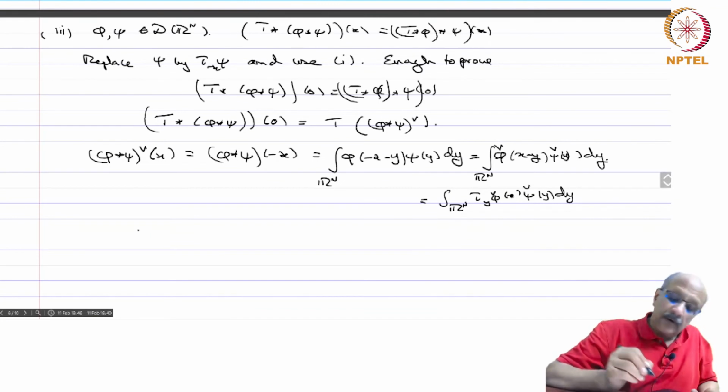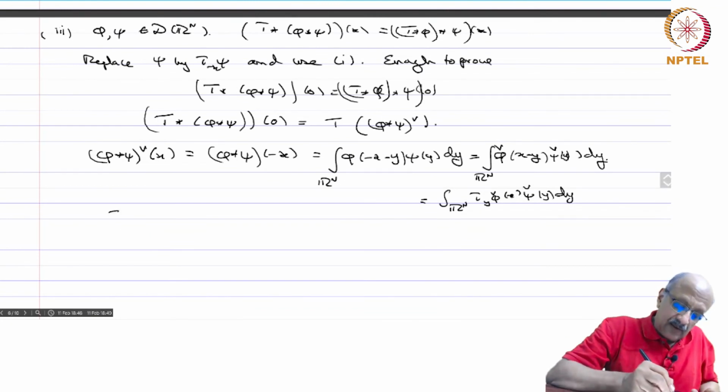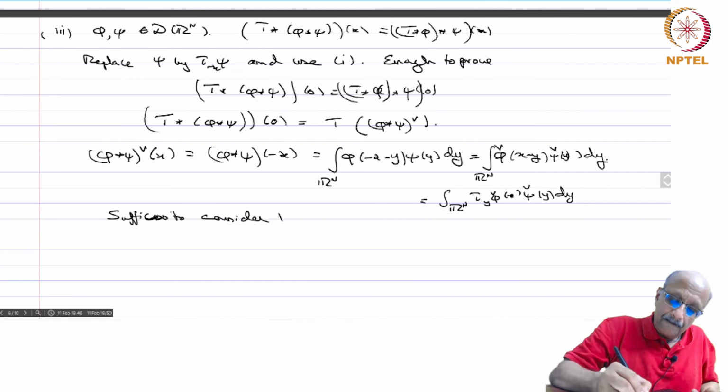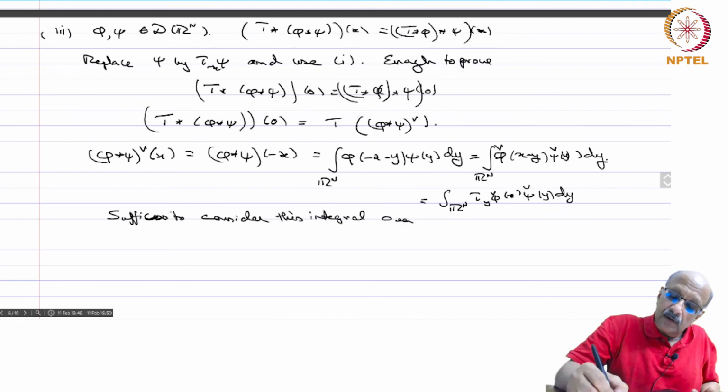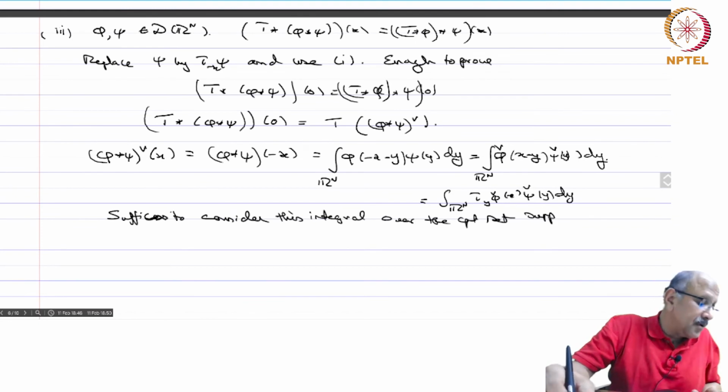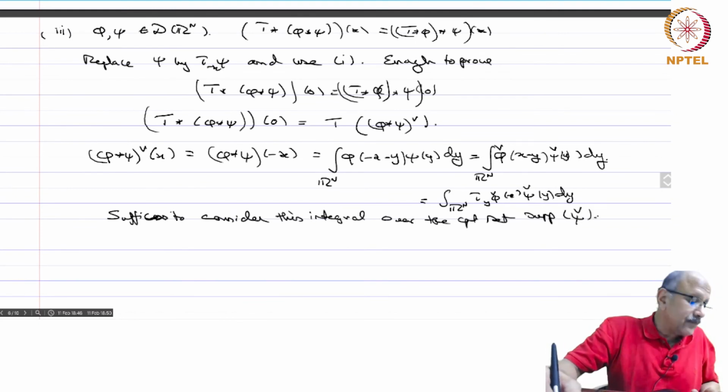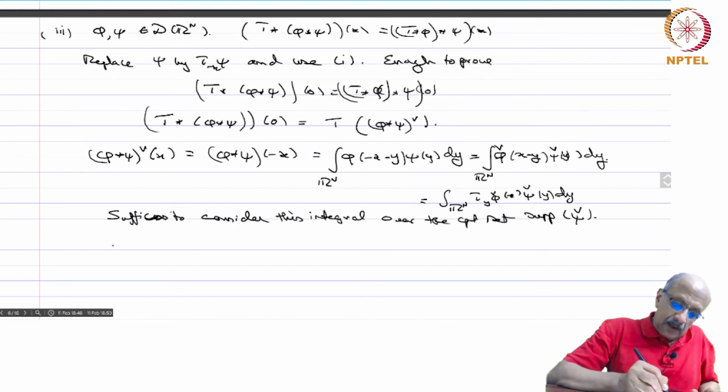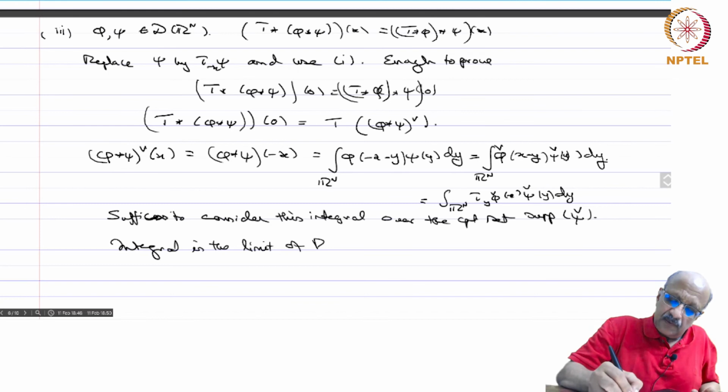Now, for this integral, it suffices to consider the integral over the compact set which is the support of psi chesh. Then the integral is the limit of the Riemann sums.